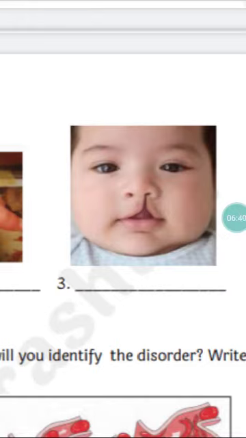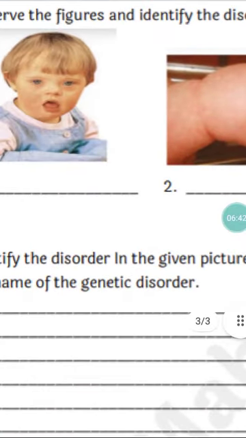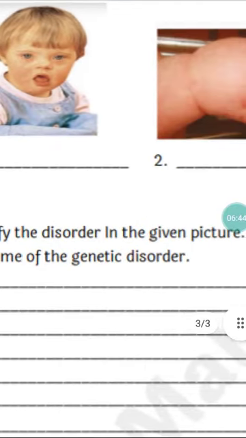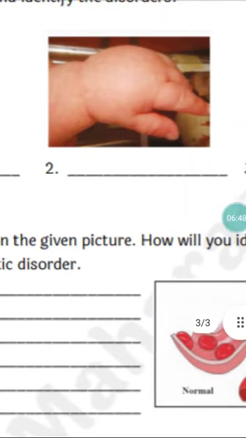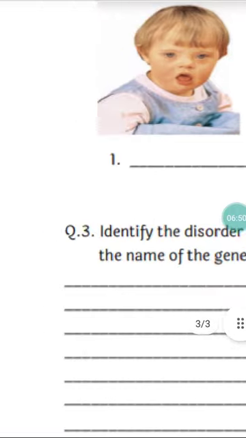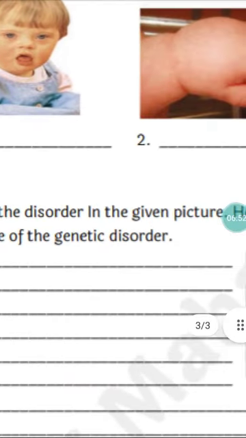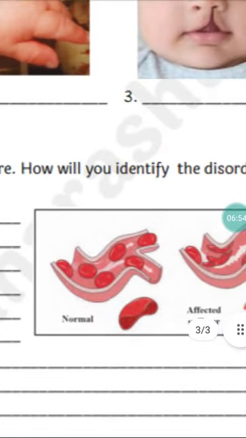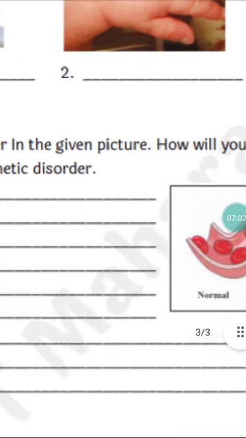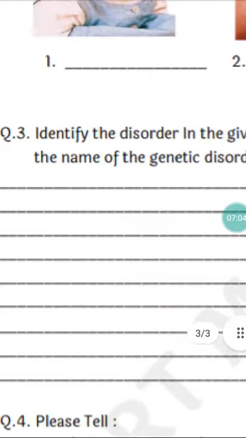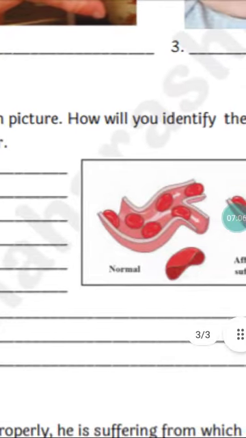Cleft lip. Now the next question is, identify the disorder in the given picture. How will you identify the disorder? Write the name of the genetic disorder. You can see the diagram here. The same diagram is given in the textbook on page number 191. And what is the question? Identify the disorder in the given picture.